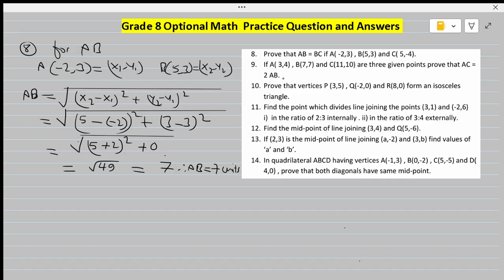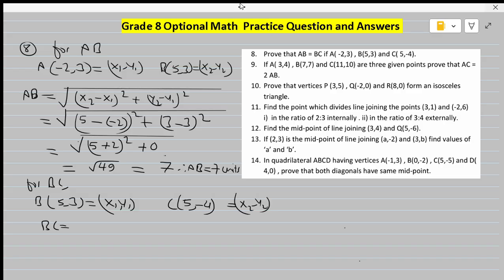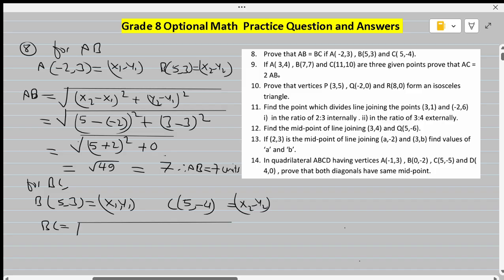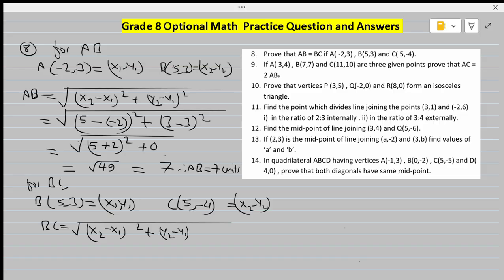And now to prove AB equal to BC, the length of BC also must be the same 7 units. Let's go for that. For BC, the B coordinate we have is 5, 3, which we suppose is x1, y1, and the C point we have is 5, -4, which we consider to be x2, y2. Now go for finding BC. The same formula we are using here: the square root of x2 minus x1 squared plus y2 minus y1 squared.